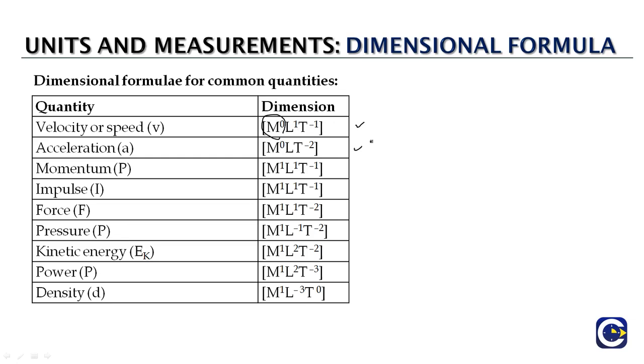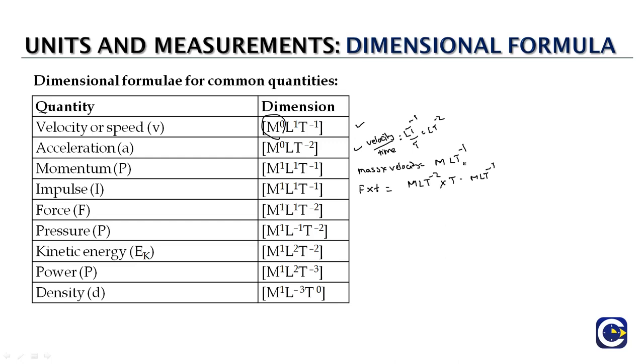Acceleration is the rate of change of velocity, so it will be velocity by the time taken. Already velocity is L T power minus 1, divided by T, so it will be L T power minus 2, and M power will be 0. Then we have momentum. Momentum is mass into velocity. So mass will be M and velocity is L T power minus 1. Then we have impulse. Impulse is force into the time for which the force is acting, the impulse created by the force. Force we already have as M L T power minus 2, into time T, so it will be M L T power minus 1.